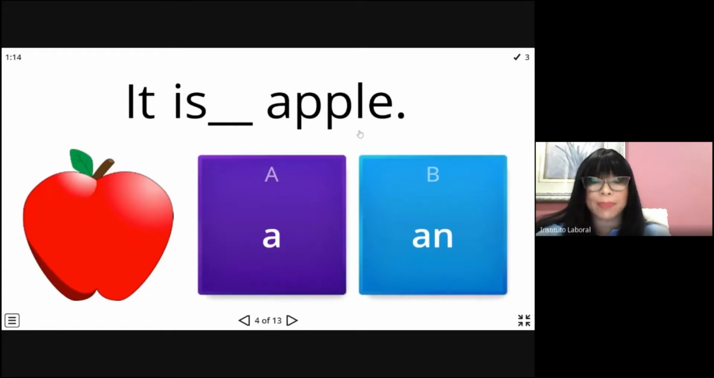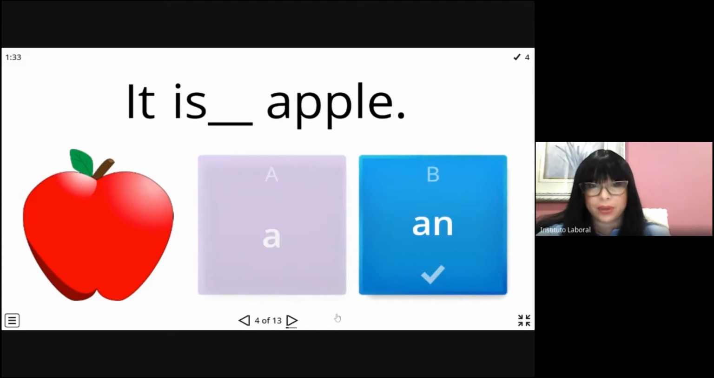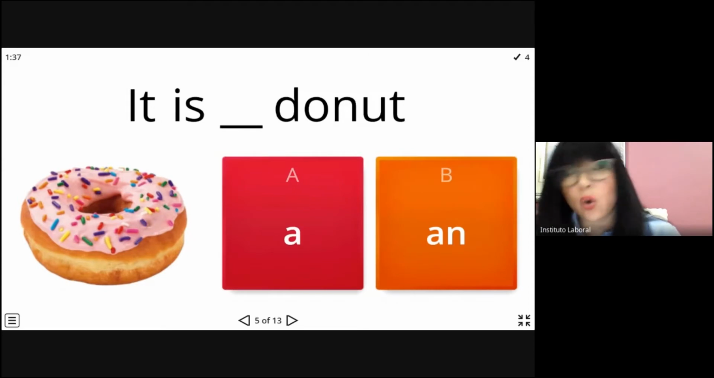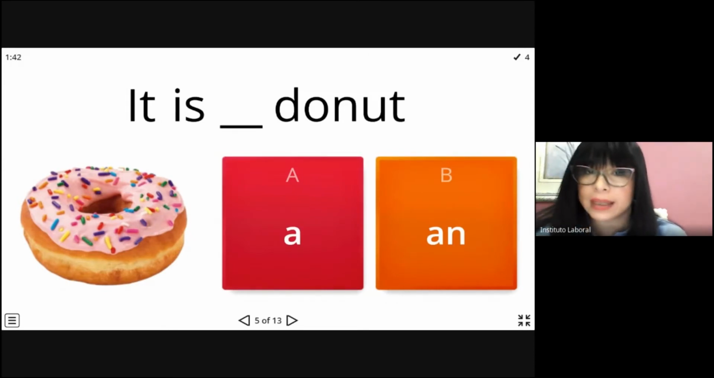It is apple. Does apple start with a vowel or with a consonant? Apple is a vowel. So what is the correct article I'm going to use? It is an apple. Very good. Y lo utilizamos cuando la palabra comienza con una vocal, la palabra que va detrás. Si la palabra comienza con una consonante, entonces usamos la forma a.